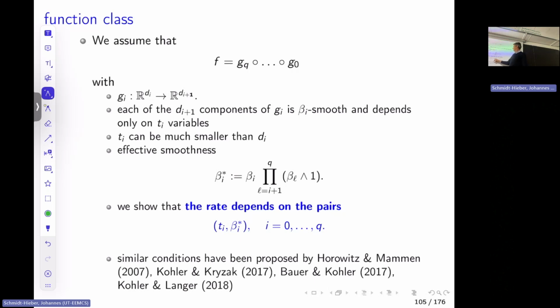Now, which one to pick? In the end, what you have to remember from this compositional sparse function class is just these t_i and beta_i star, that they will determine everything later on in terms of convergence rates and so on. Just want to mention here also other people have thought about similar things before and after.